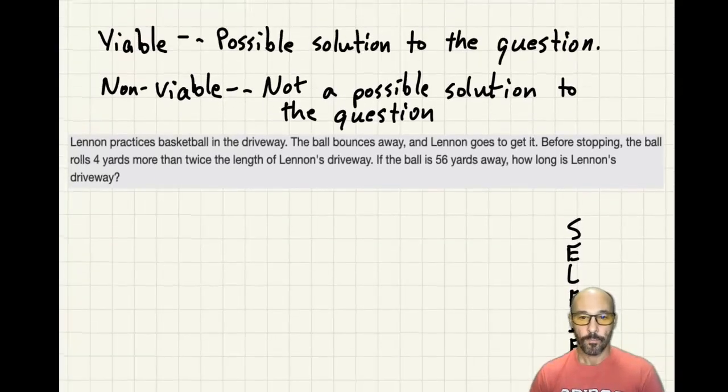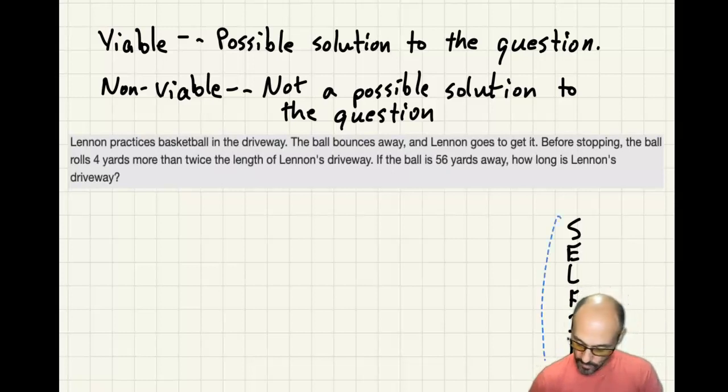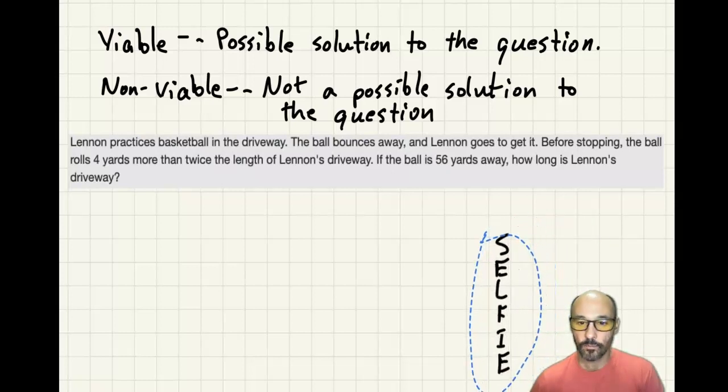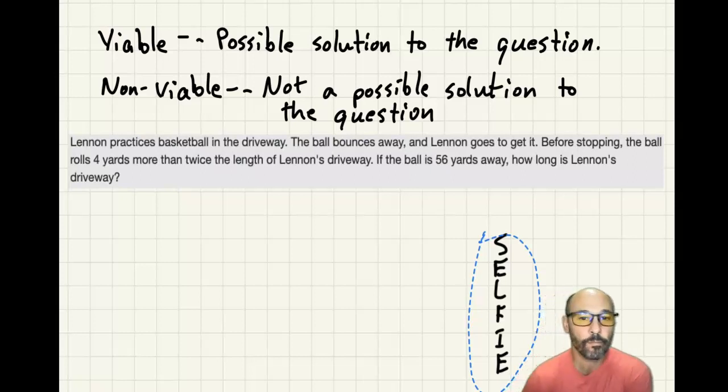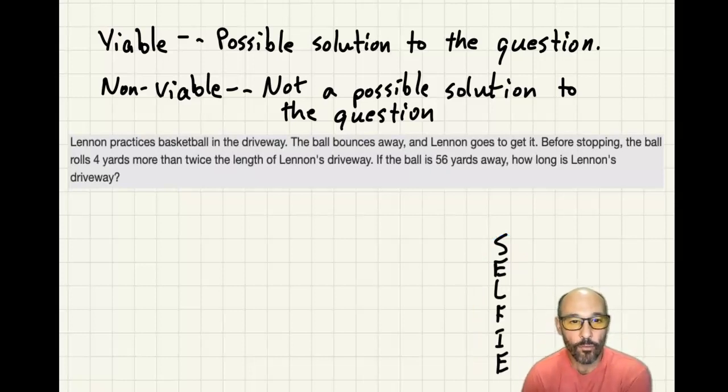All right. In this next part here, we're going to use this idea of SELFIE here. And they talk about this in the text. And it is search, express, look, find, interpret, explain. All right, so search. Lennon practices basketball in the driveway. The ball bounces away and Lennon goes to get it. Before stopping, the ball rolls 4 yards more than twice the length of Lennon's driveway. If the ball is 56 yards away, how long is Lennon's driveway?